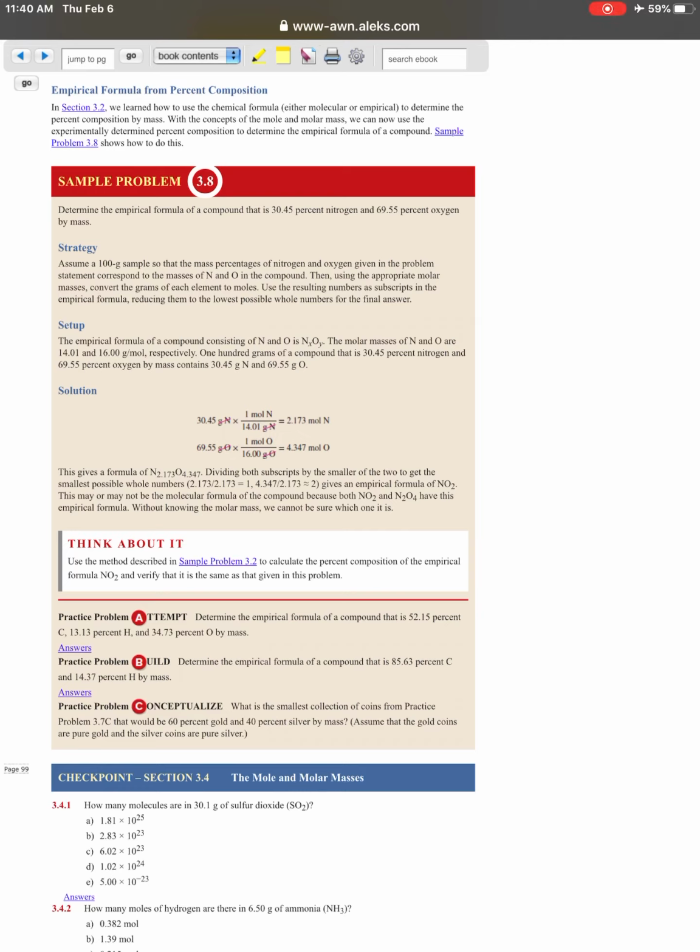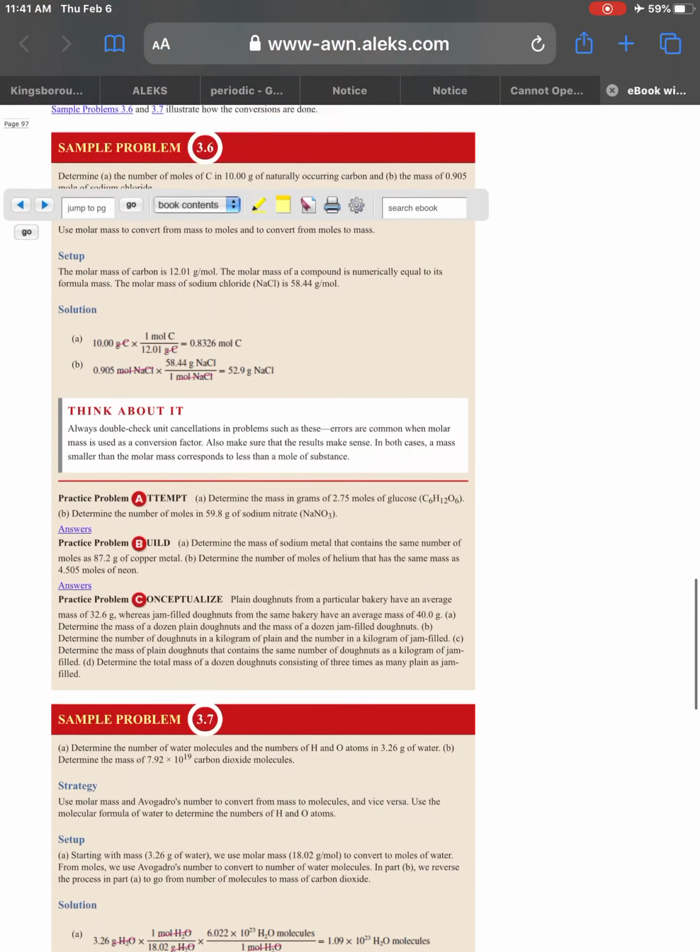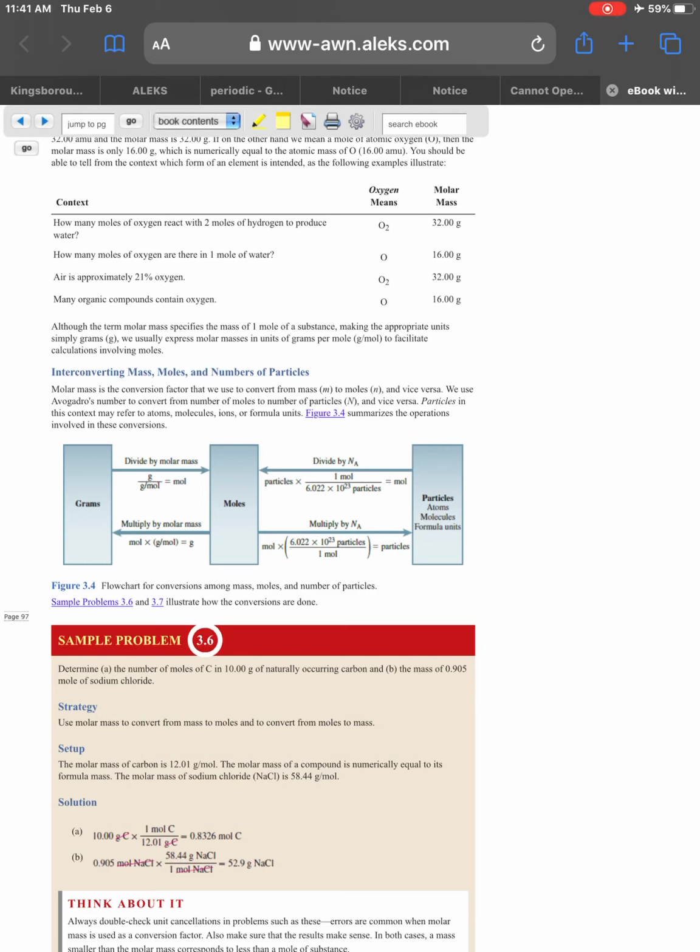Now, there's 2 steps here. One is you use the atomic masses of each element to find the number of moles of each element. So that's the first step. So look at the solution. 30.45 grams of nitrogen divided by 14.01 grams of nitrogen. Where'd that come from? It came from 2 places. One is the 14.01 came from the periodic table for nitrogen. Look it up, you'll see it there. The 16.00 came from the atomic mass of oxygen. That's from the periodic table. Now, why are they dividing by that atomic mass?